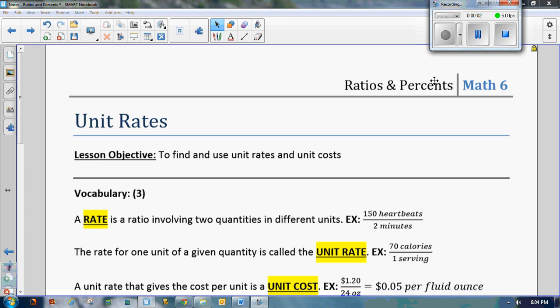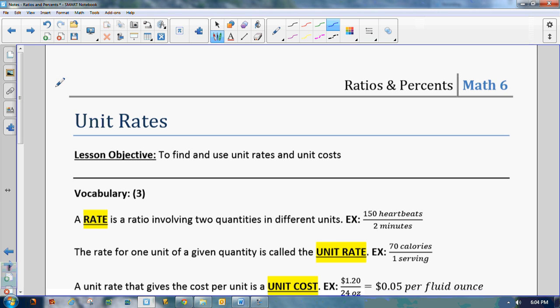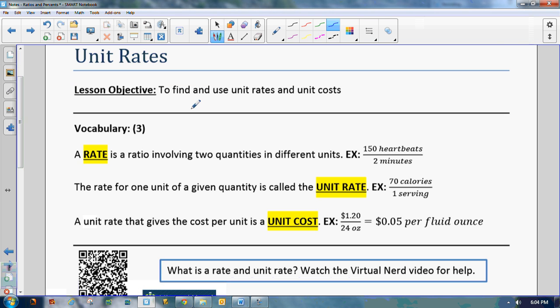Unit 5, ratios and percents. Lesson 3, unit rates. Lesson objective, to find and use unit rates and unit cost.